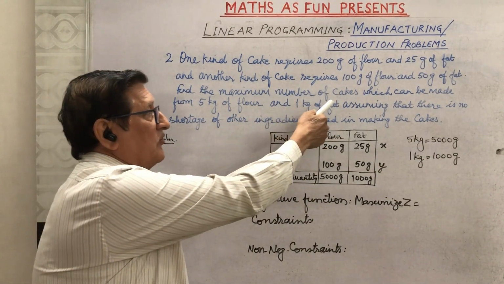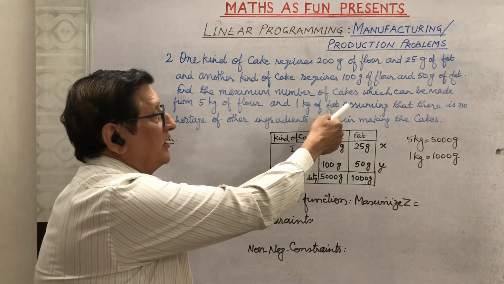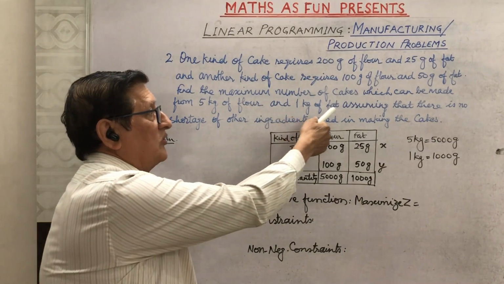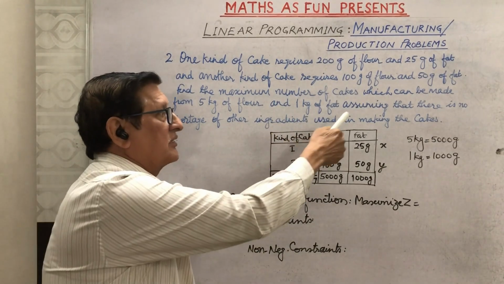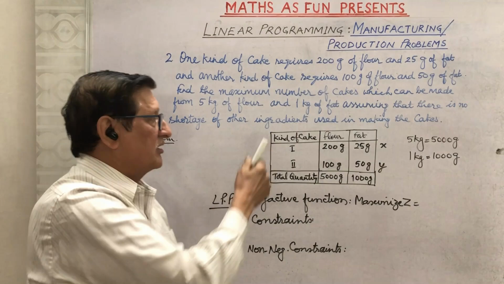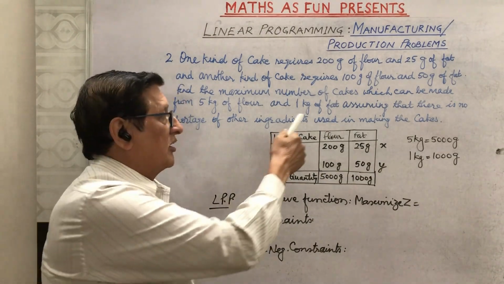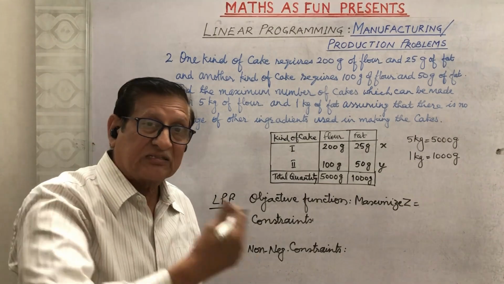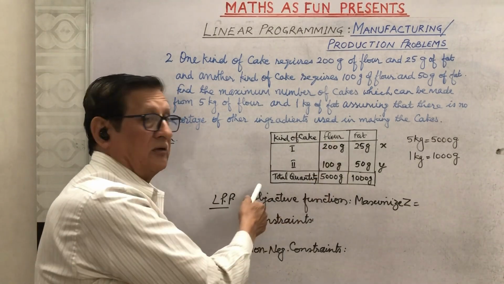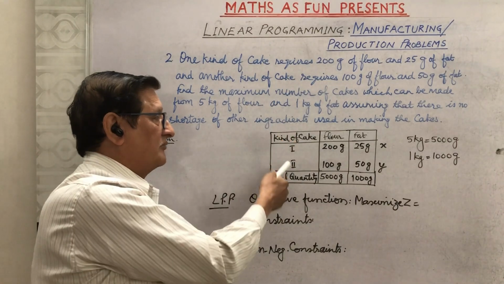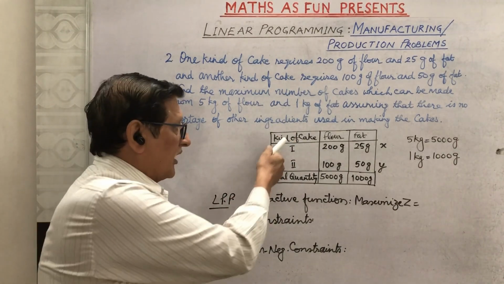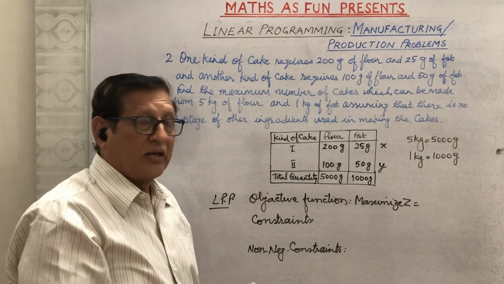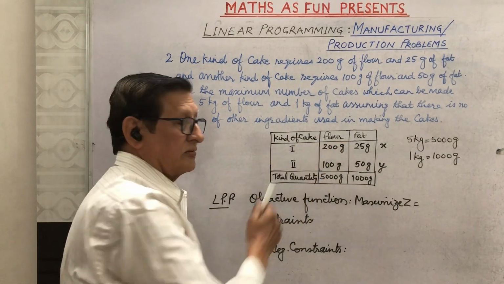Find the maximum number of cakes which can be made from 5 kilogram of flour and 1 kilogram of fat, assuming that there is no shortage of other ingredients used in making the cakes. To understand the problem, we make a table so that the complete information comes here. There are 2 types of cakes, first kind and second kind. What they require? Flour and fat.